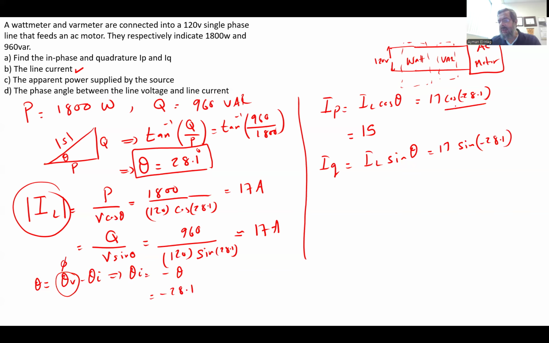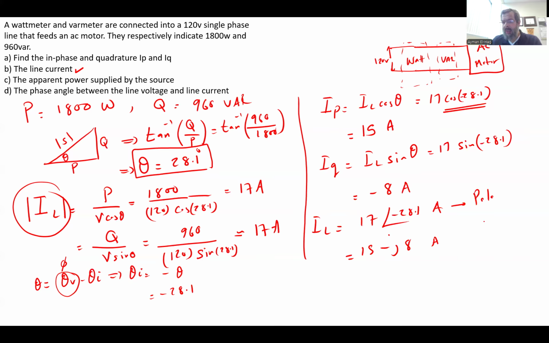But as you know, in cosine, plus and minus doesn't really matter. And this will give me minus 8. So this is 15 amp minus 8 amps. Your I line is equal to 17 angle of minus 28.1, which is equal to 15 minus j8 amps. So this is in polar format, and this is in rectangular. This is your I in phase, and this is the quadrature component. So that is basically your current I line.